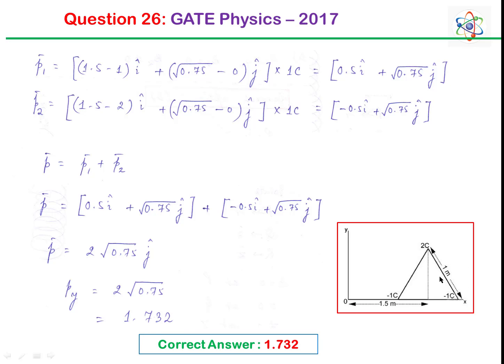And if we look into this figure, then we can easily see that the dipole moment along this OY is nothing but this Py, and therefore the dipole moment along this OY, that is Py, is 1.732. Hence the correct answer is 1.732.